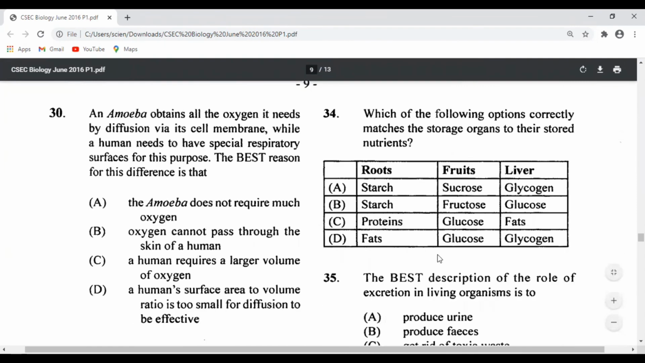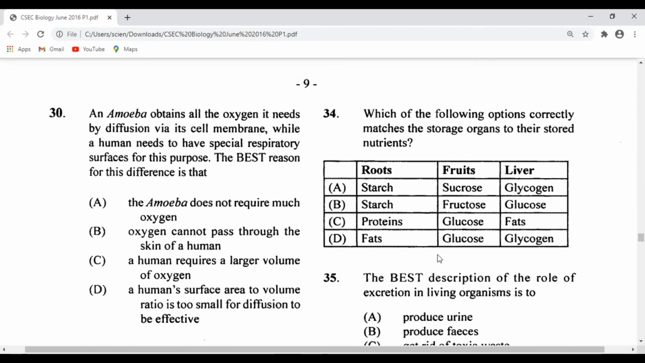And question 30. An amoeba obtains all the oxygen it needs by diffusion via its cell membrane, while a human needs special respiratory surfaces for this purpose. The best reason for this difference is that A, the amoeba does not require much oxygen. B, oxygen cannot pass through the skin of humans. C, a human requires a larger volume of oxygen. And then D, a human's surface area to volume ratio is too small for diffusion to be effective. So the answer would be D, a human's surface area to volume ratio is too small for diffusion to be effective.